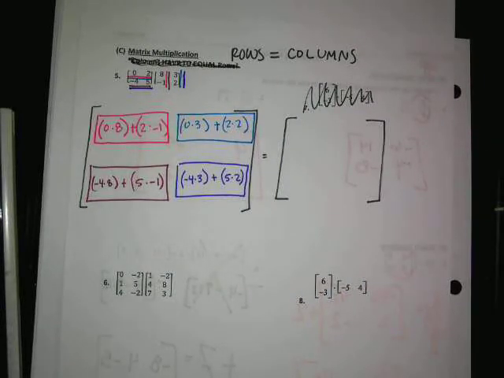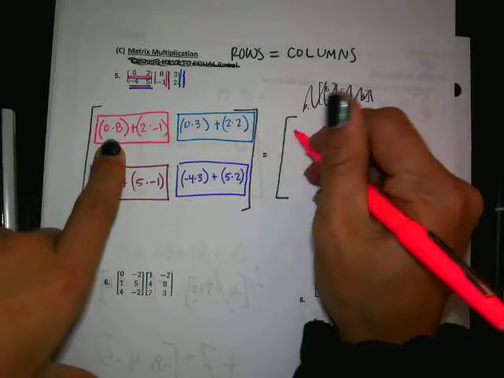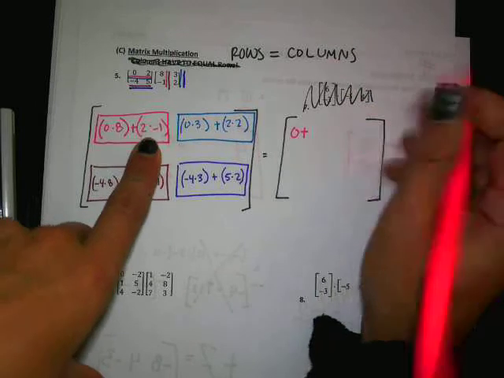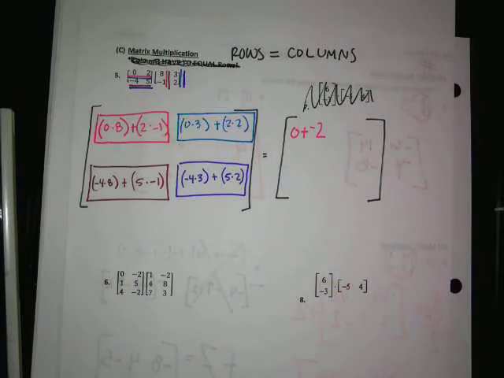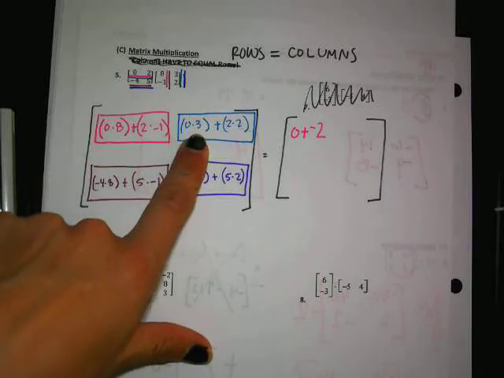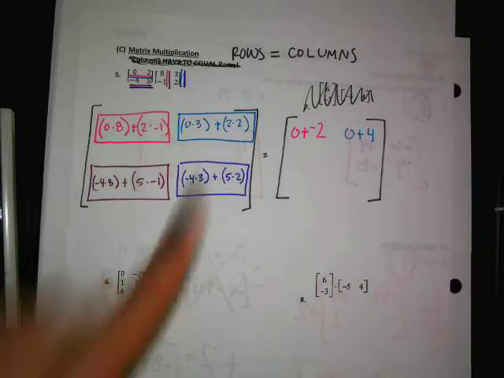All right, so now I'm going to start multiplying. What's 0 times 8? 0. What's 2 times negative 1? Negative 2. Okay. What's 0 times 3? 0. And then 2 times 2? 4. Okay.